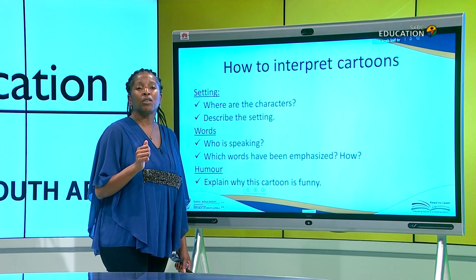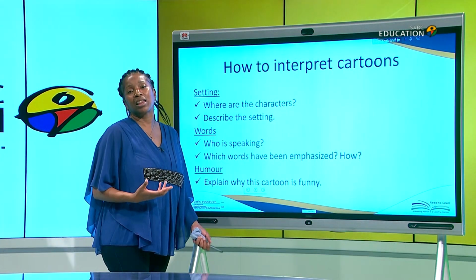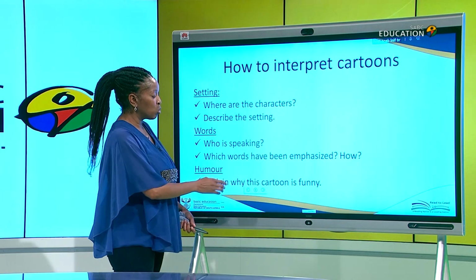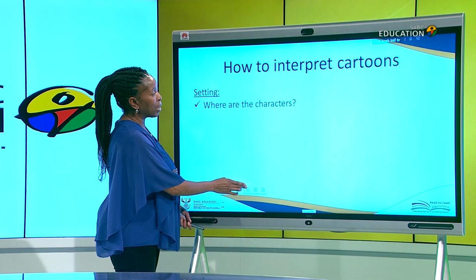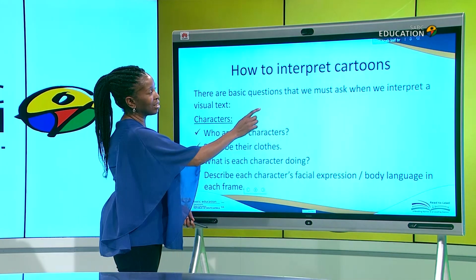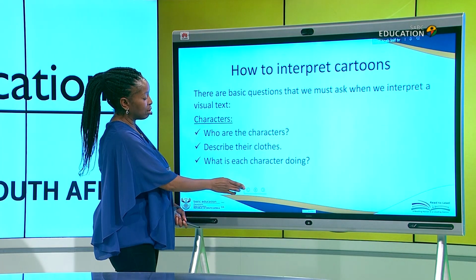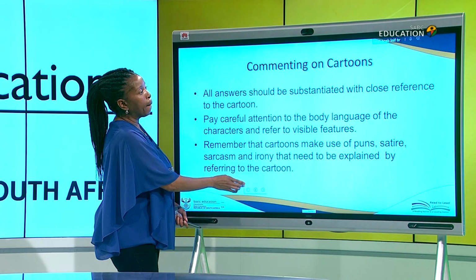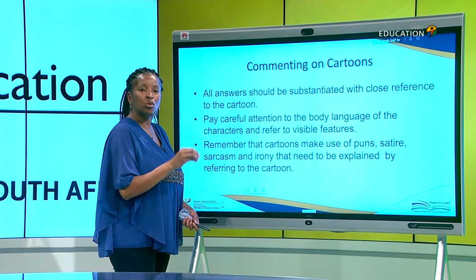But please remember, you cannot say, "I don't find it funny because I don't share the sense of humor of the cartoonist." No. Remember what we said in the beginning here. We said make close reference. Make close reference to the text. Do not just speak from nowhere. Make close reference to the text that you are given.